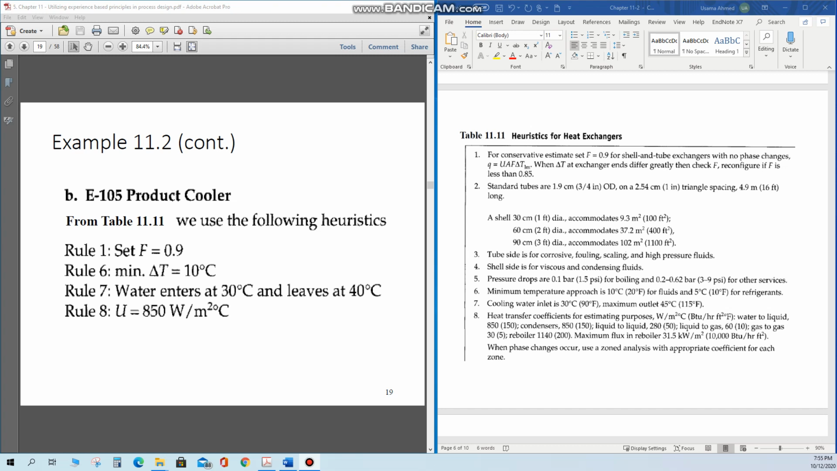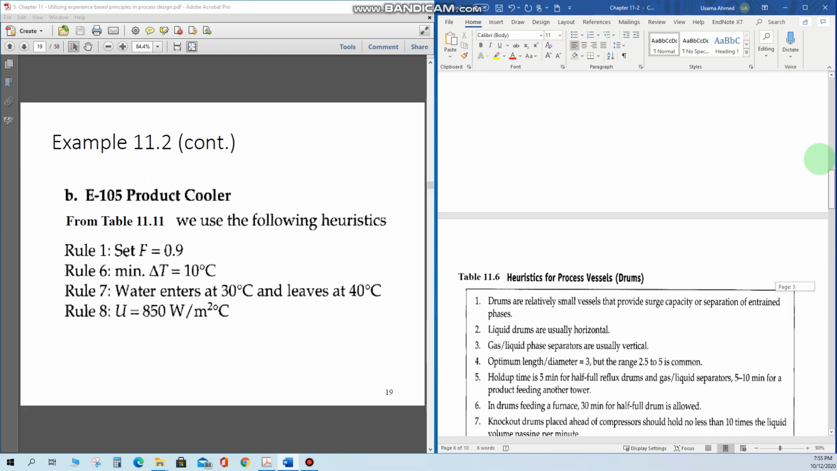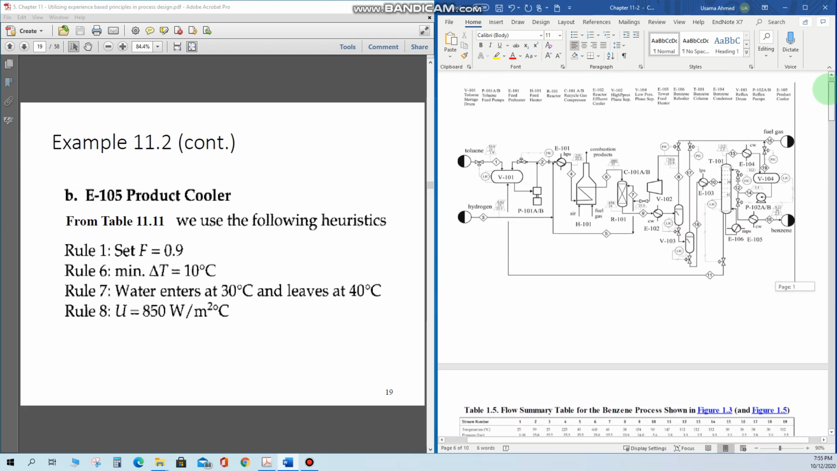Now let us solve part B of question 11.2. Now we have to consider the product cooler, which is E105. So if we look at this equipment E105 in this diagram, it would be this equipment. Okay, so this one is basically the heat exchanger that we can see here in this figure, and we have to calculate what should be the area of this heat exchanger by using simple heuristics.